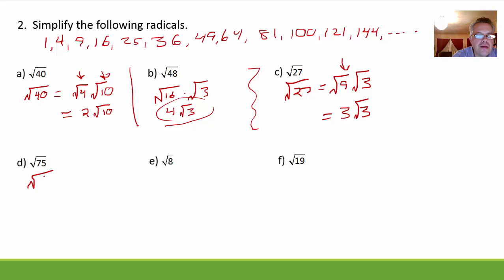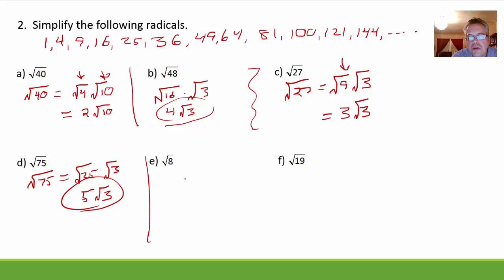Okay, 75. Let me see. Well, that would be like 3/4. So that's 3 times 25. So it's like 75 cents. So we have square root of 25 times square root of 3. And square root of 25 is 5. And we're stuck with the square root of 3.